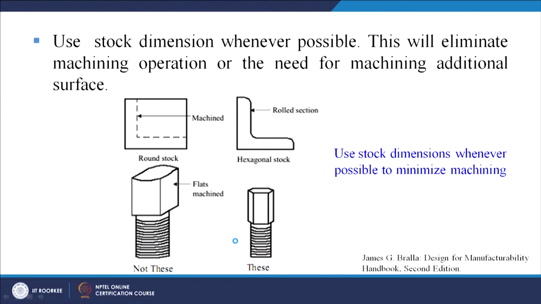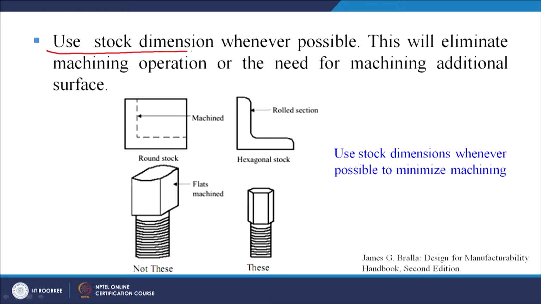Now this is the third guideline that we are seeing. The first one was related to clamping. The two different shapes we have seen for clamping, and prior to that we have seen a very important guideline that was related to how much surface finish and dimensional tolerance we must specify for our product. It must be consistent with the function of the product. So the first is surface finish and tolerance guidelines. Second is how to design the product so that it can be easily fixed on the machine table. The third guideline is use the stock dimension whenever possible.